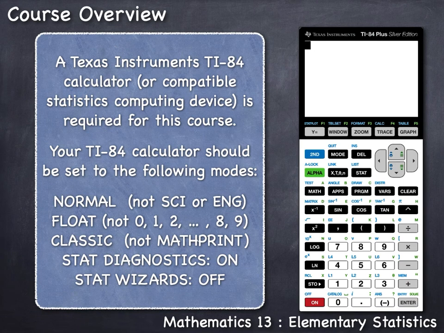A Texas Instruments TI-84 calculator or other compatible statistics computing device is required for this course. A TI-83 model calculator is absolutely compatible with the TI-84. They share the exact same keyboard and menu structure, so either one will work very well for this course. If you choose to use some other statistics computing device, like a different model calculator or software package to perform the statistics calculations in this course, you are taking on the responsibility of learning how to use these devices on your own.